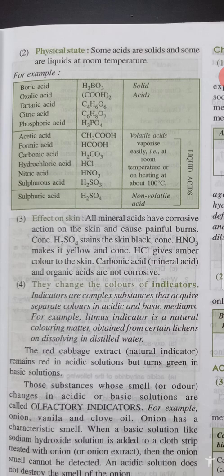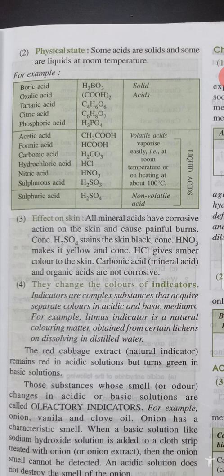Indicators, children, are complex substances that acquire separate colors in acidic and basic medium. For example, litmus indicator is a natural coloring material obtained from certain lichens on dissolving in distilled water. The red cabbage extract, a natural indicator, remains red in acidic solution but turns green in basic solution. Substances whose smell changes in acidic or basic solutions are called olfactory indicators. For example, onion, vanilla, clove oil.